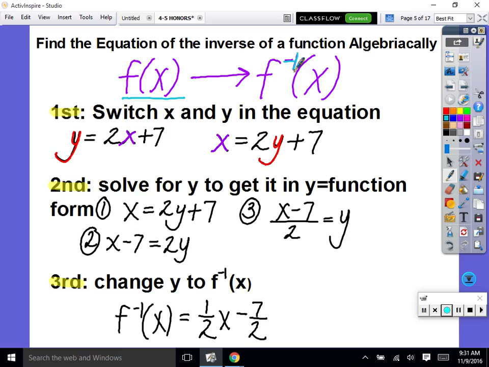So we're trying to get it in the form of y equals a function. So we would subtract 7, correct? And then we would divide by 2, and y's alone. That's when you know I'm done, I found my inverse.